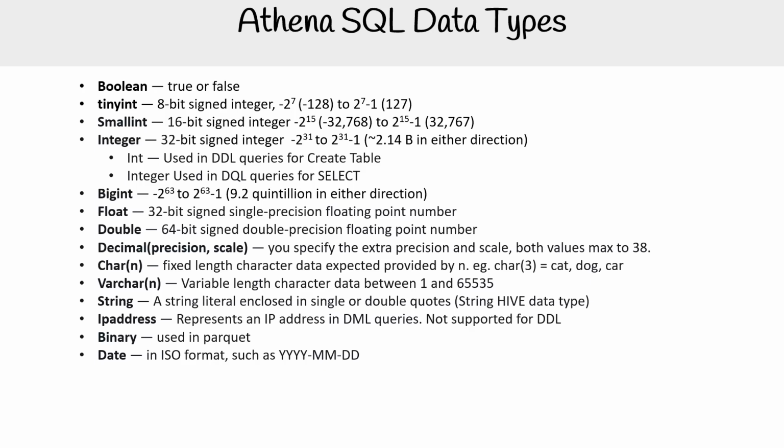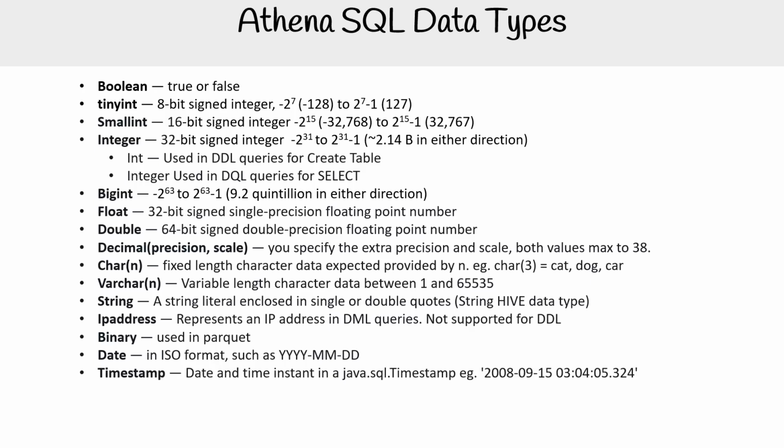We have date. This will be in your ISO format. For people that are in the States, they'll be like, what's this format? Everywhere else, everybody uses this format. It's year, month, and date. There's more to the date stuff, but I just don't have room for it. We have timestamps, so date and time instance of Java SQL timestamp. The reason you want to know that is that if you know it's Java timestamp, then you know the exact format, how you can manipulate that. So that's why I'm telling you that it's from Java.